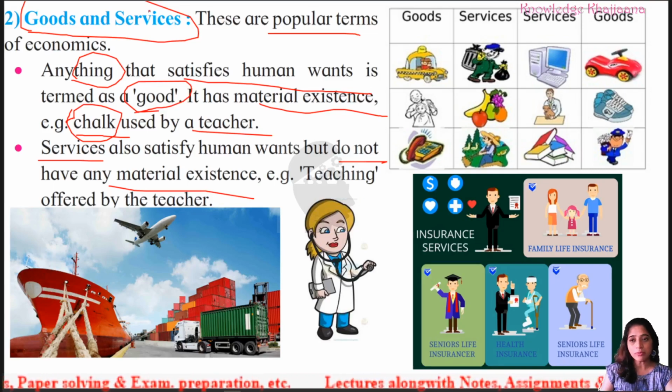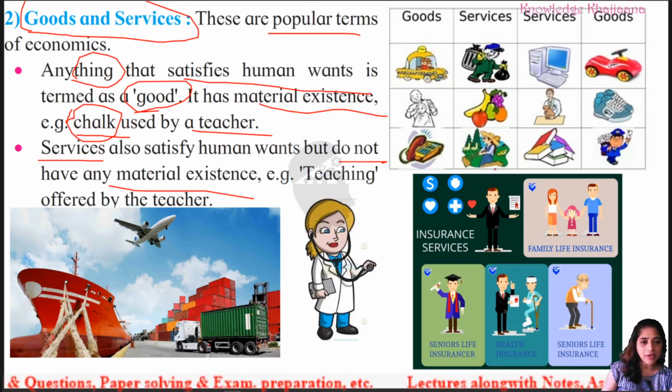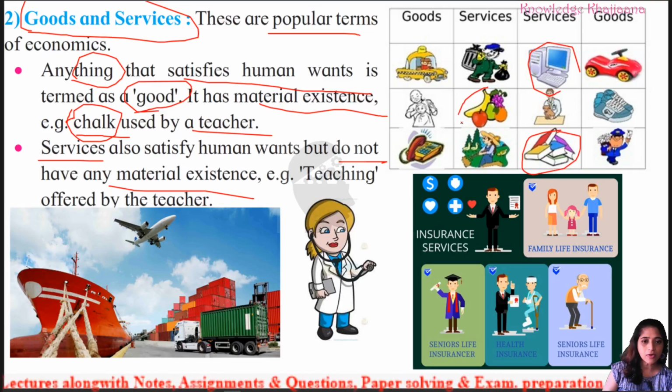So this is the most important and basic concept under microeconomics: goods and services. See, in this chart, many things have been shown. Some are goods and some are services. For example, this is a computer. Computer is a good. Then this is a toy car. These are the shoes. These are the books. So all these can be called goods. These are the foods, fruits.